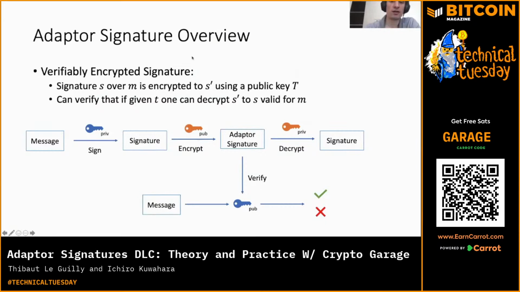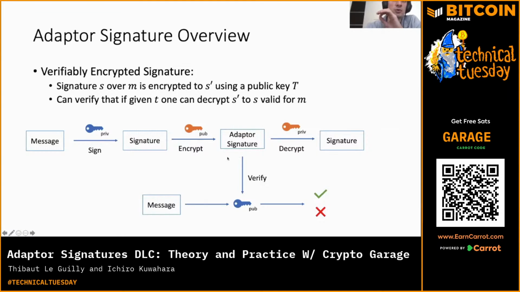Just to give a high-level view of what adapter signatures are, I like this definition that was given by Lloyd Fournier in the paper he wrote about this, the notion of verifiably encrypted signatures. Basically, an adapter signature is an encrypted signature, and you can verify that if you get the private key to decrypt it, you're guaranteed that it's a signature over a message. So you take a message, you sign it with your private key, then you encrypt it with a public key, and you get an adapter signature.